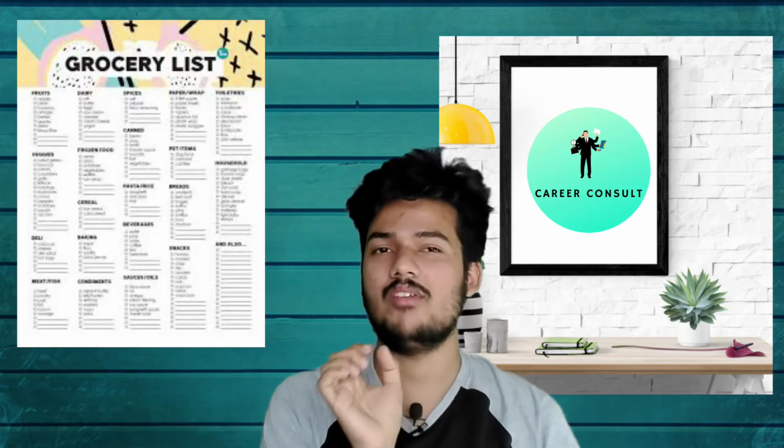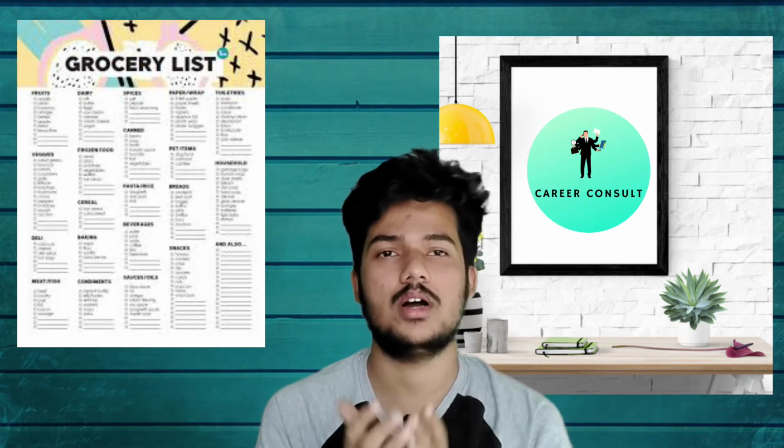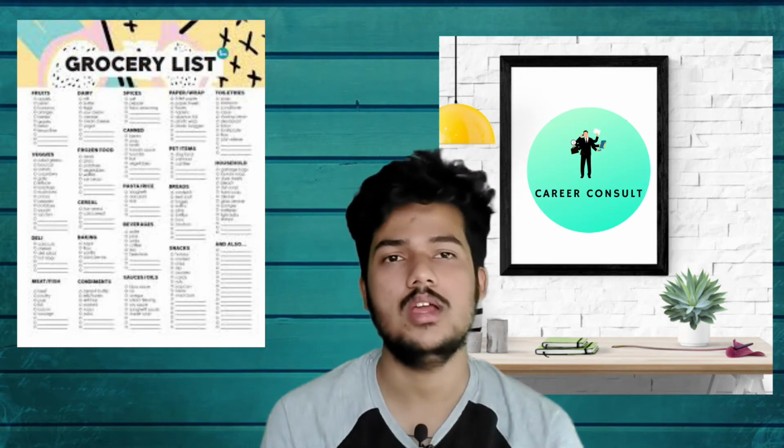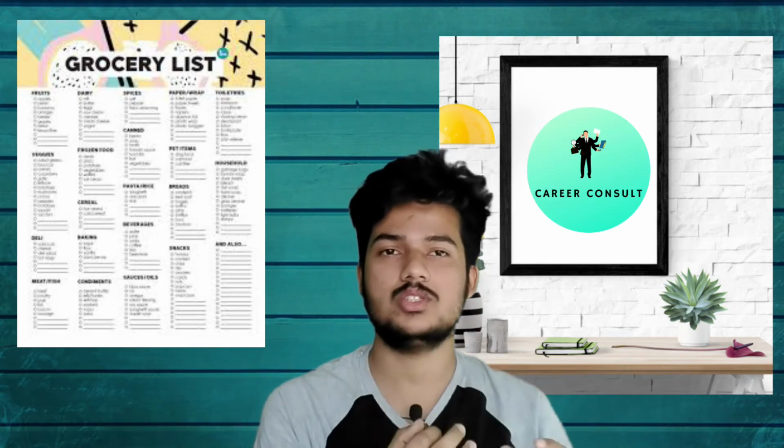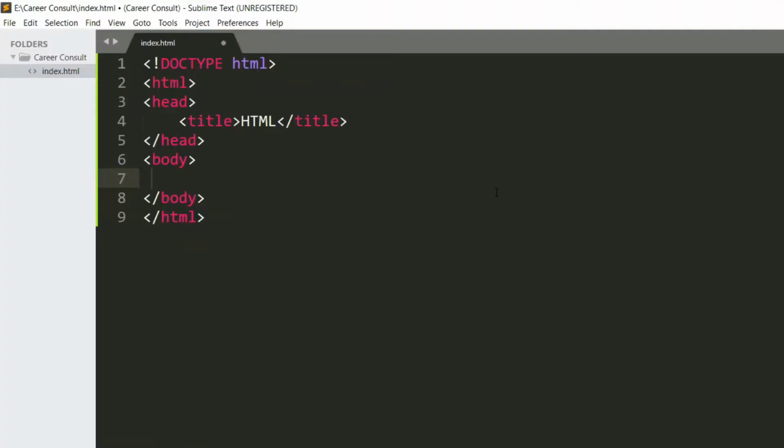So now let's do a simple project. I need to list out all of the things which I need to take from the grocery. So I'm just creating a web page which will have a heading like grocery, and some list of items which I need to bring. So let's get started with the small project.